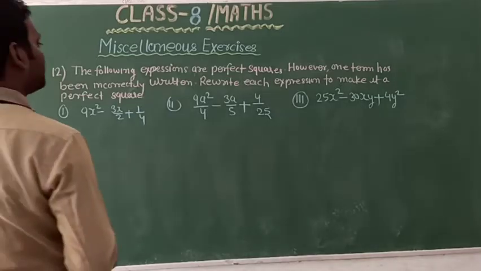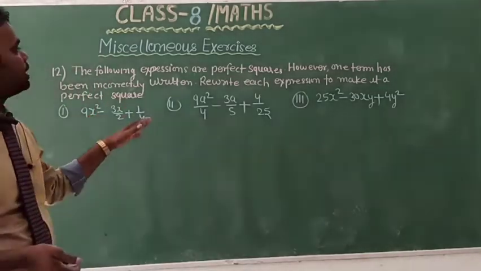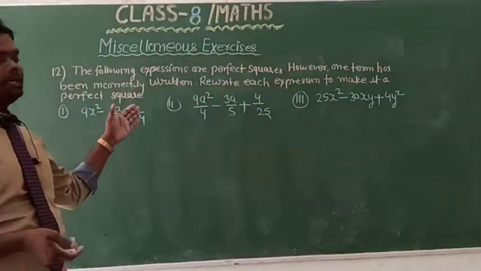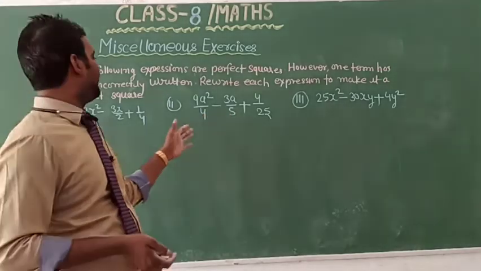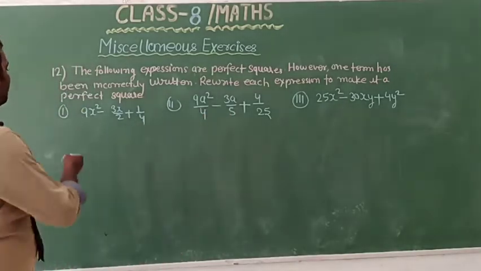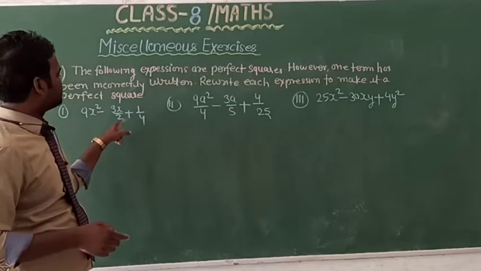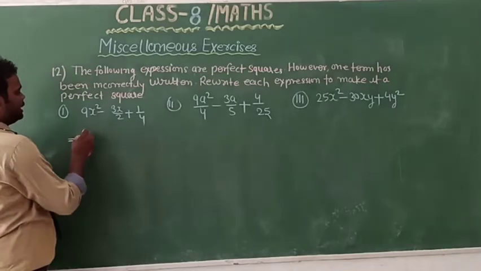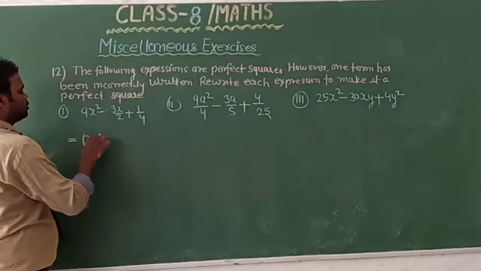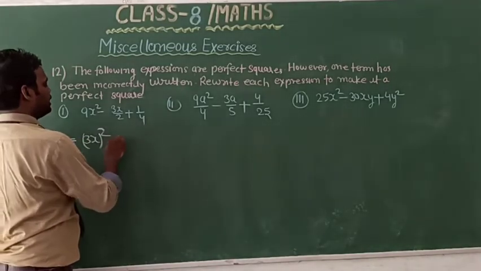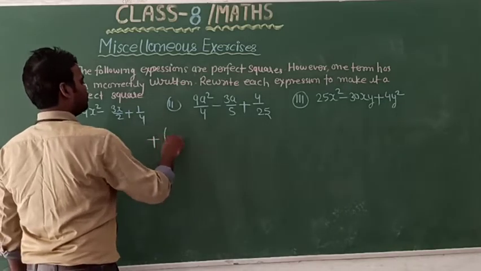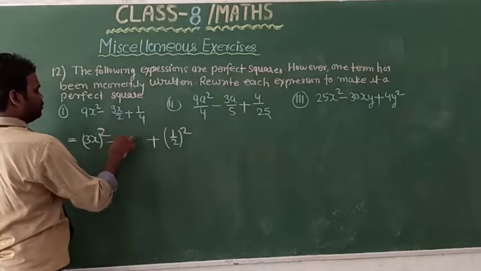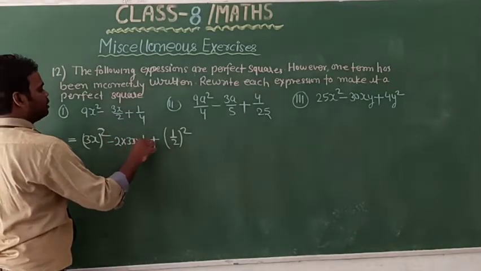Further move to question number 12. This is the following expression of perfect square. However, one term has been incorrectly written. Rewrite each expression to make it a perfect square. Okay, the first part: 9x square minus 3x by 2 plus 1 upon 4. So this is written as the first term 3x whole square and plus 1 by 2 whole square. So the middle term is the product of 2 into 3x into 1 by 2.